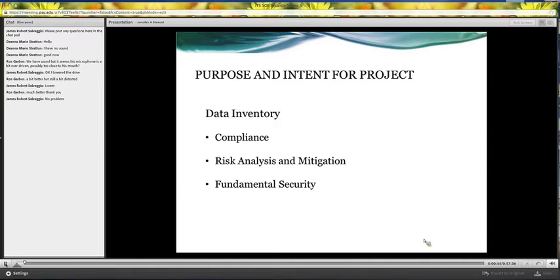And finally, fundamental security. Really, because of the distributed and diverse nature of Penn State, we know that there's data almost everywhere. So really trying to get a grasp of where that data is at and to make sure that the right data is being properly protected.